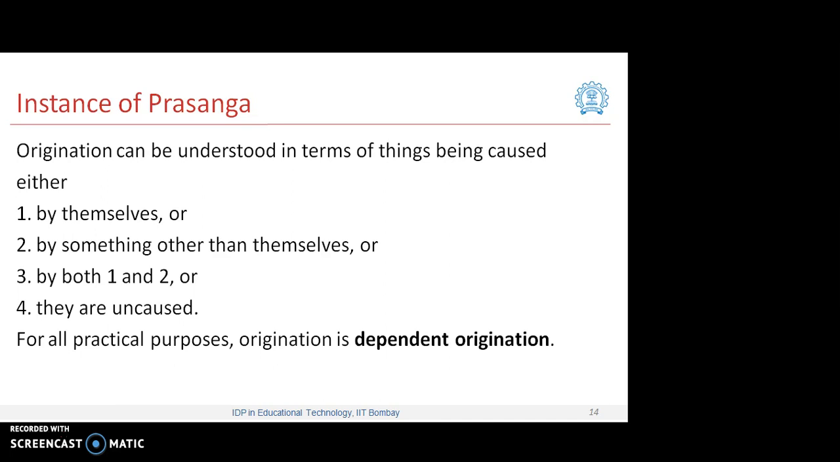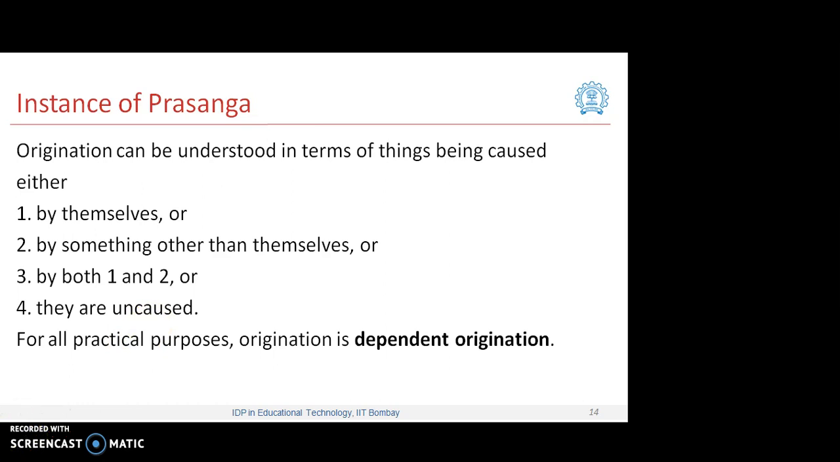And if we consider that things are partially produced by themselves and partially produced by other things, then this position involves the problems associated with the first and second. And if we consider the fourth, that the things are uncaused, then there is something problematic, because our experience suggests that things are produced, they are caused by something. So this way Nagarjuna shows problems in these positions, and he doesn't propose any position of his own.